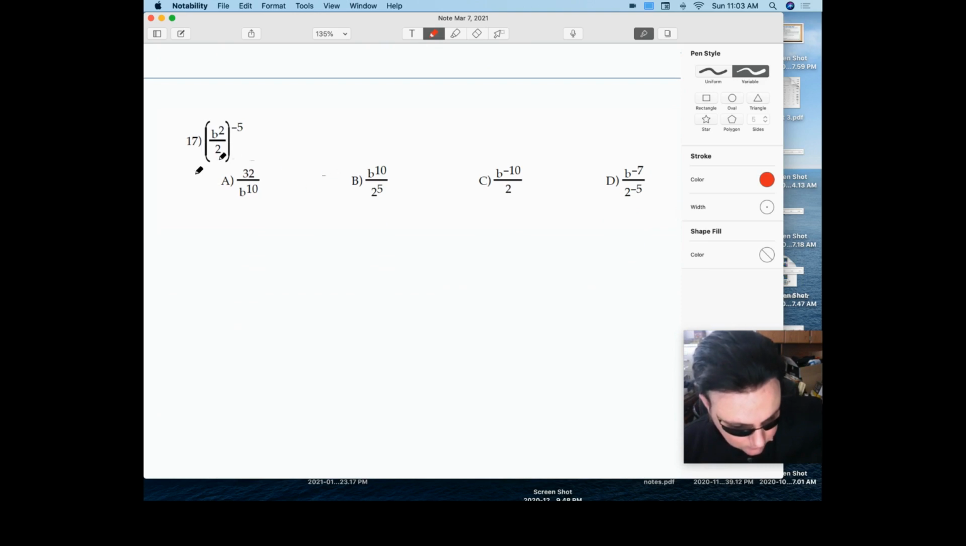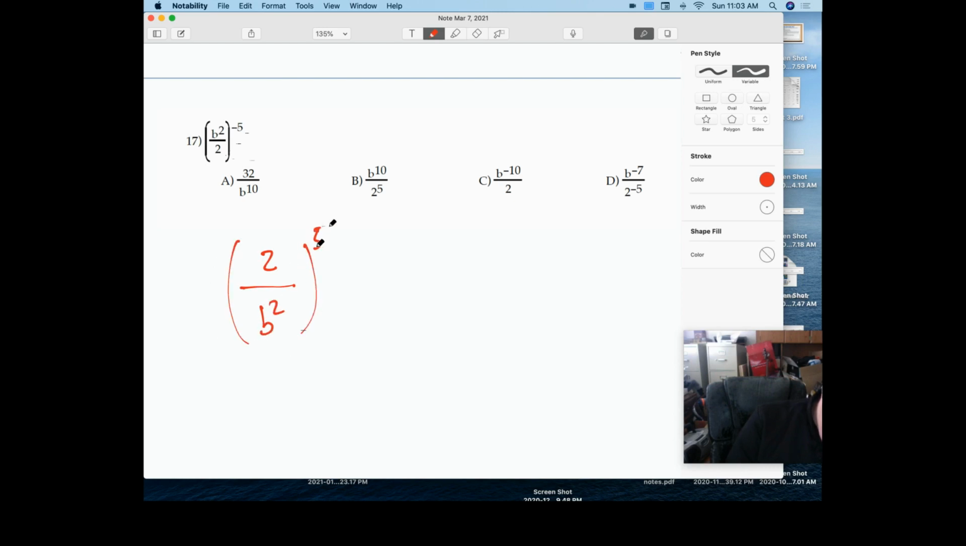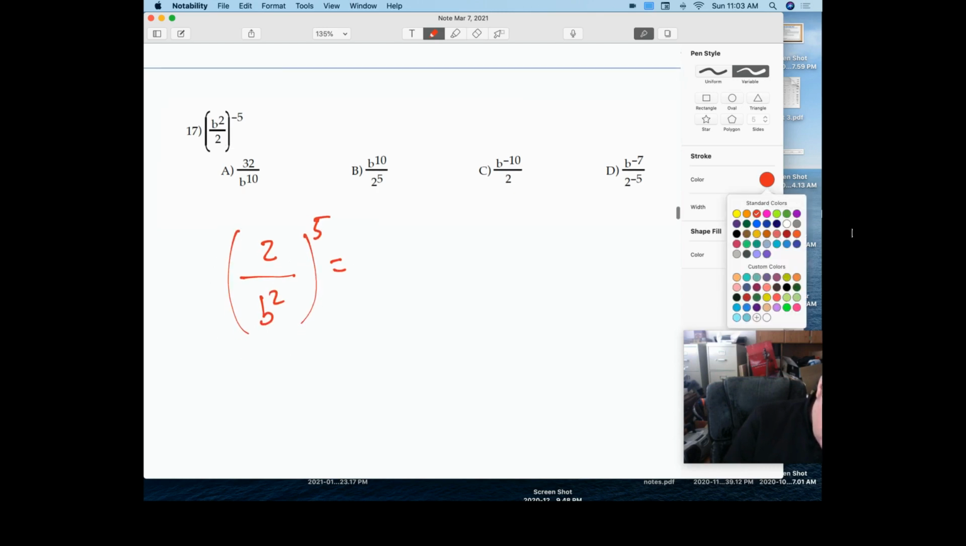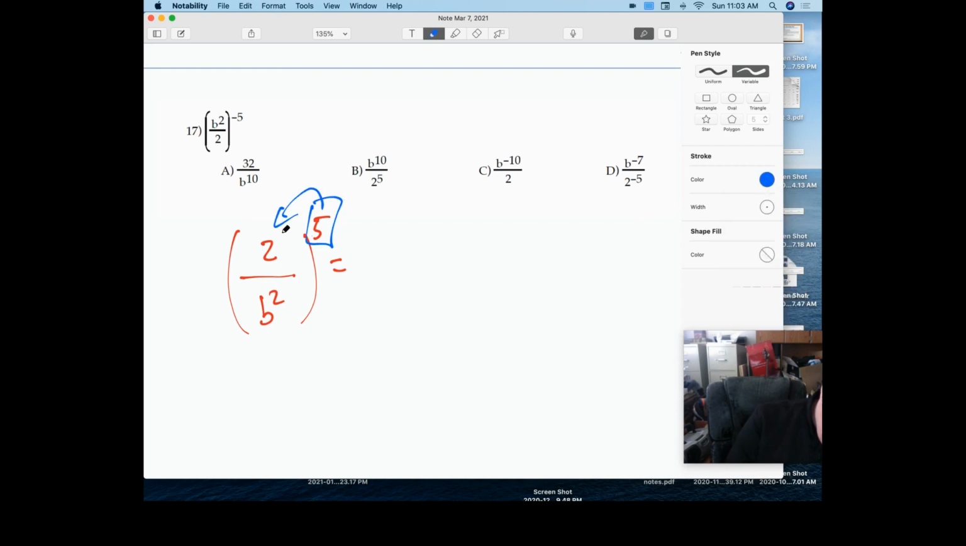All right. So it's negative, and what does negative mean? Negative means reciprocal. So we're going to take the reciprocal, and so this becomes 2 over b squared raised to the 5th. And once more, we're going to multiply everything by the exponent. So this becomes 2 to the 5th over b squared times 5. Now 2 to the 5th is 32, and b to the 10th, since 2 times 5 is 10. So how did I get 32?